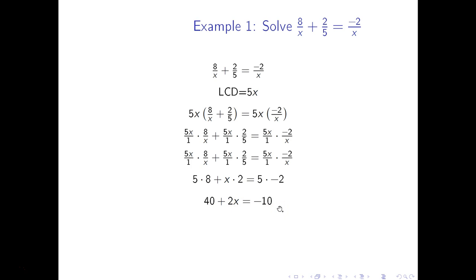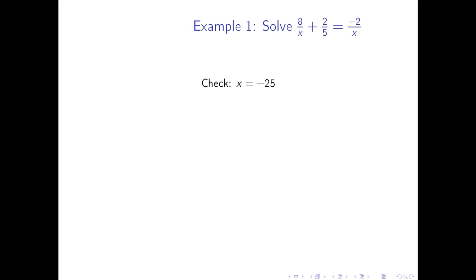Now I want you to pause the video and go ahead and solve it at this point. All right, well, if you did that, subtract 40 from both sides, divide by 2, and x equals negative 25. Now that we did that, though, it is important that we take a moment and check our answer. So how do we check our answer? Hopefully you're saying I just plug it back in. Well, let's plug that number back in for x. I need a lowest common denominator.